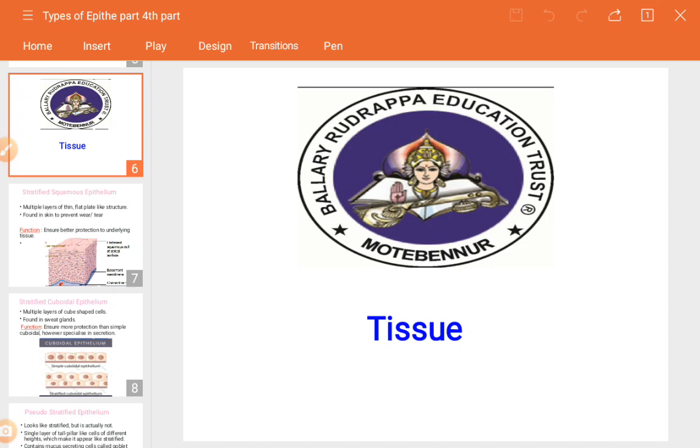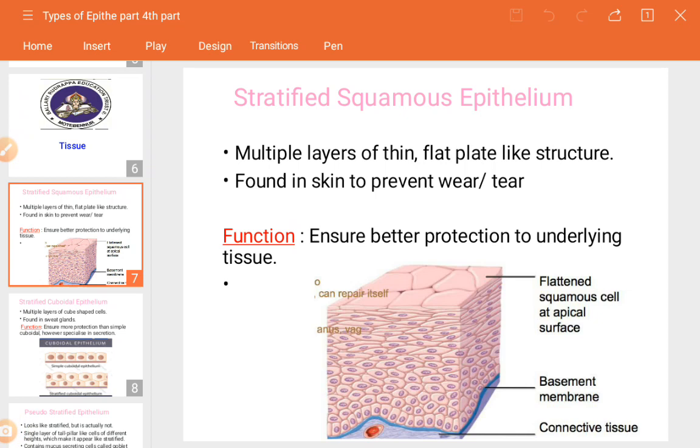As I have told you, simple means consisting of only a single layer of cells. So what is meant by stratified? Stratified means a tissue consisting of a number of layers, or more than one layer, of cells. Such tissues are known as stratified. Such stratified tissues are again classified as stratified squamous epithelium tissue, stratified cuboidal epithelium tissue, and pseudostratified epithelium tissue.